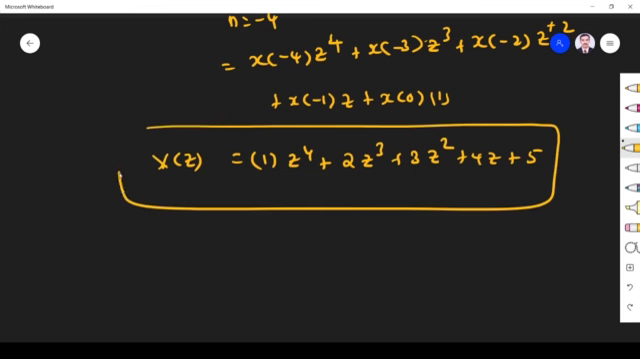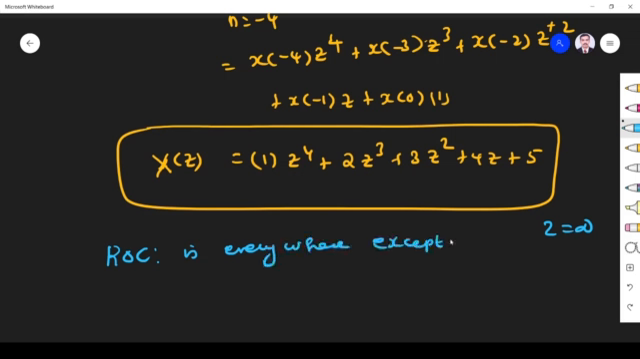Okay. So we found x of z. Now we have to find ROC. Where is ROC? Right? ROC is the region where you can find the z transform. But when you substitute z infinity here, what will happen? When you substitute z is equal to infinity, the function explodes, because x of z becomes infinity. Otherwise, it won't become infinity. That means the function exists. So ROC is everywhere except z is equal to infinity.